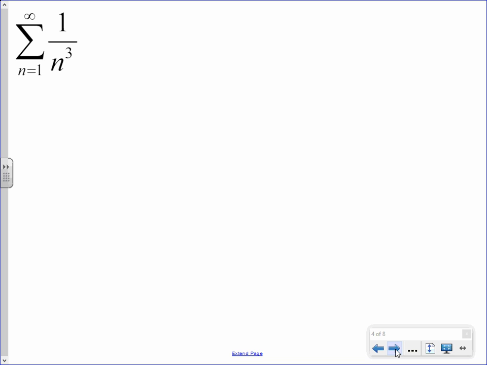I don't want you to write this one down. I want you to just sit back and watch me. How does that sound? Thoughts about this one? What's the limit towards infinity of 1 over n cubed? 0. The nth term test is out. Is this telescoping? No. Is this geometric? No.